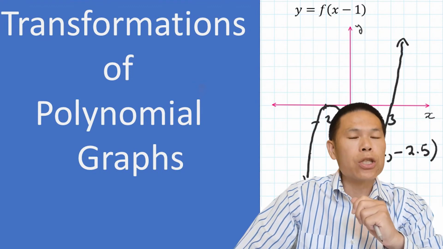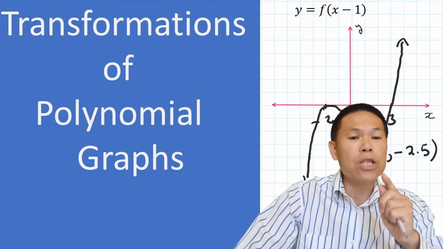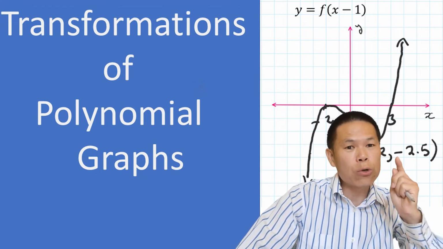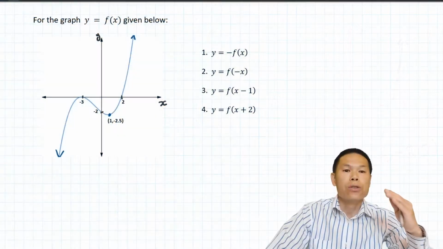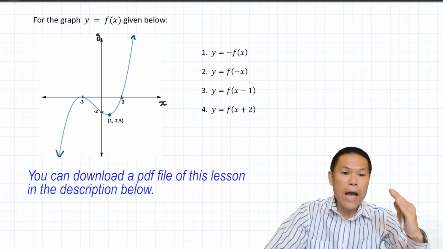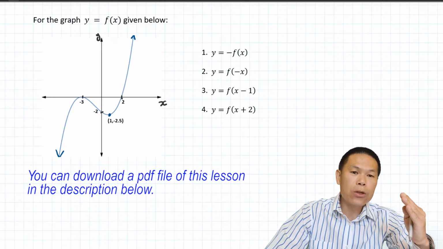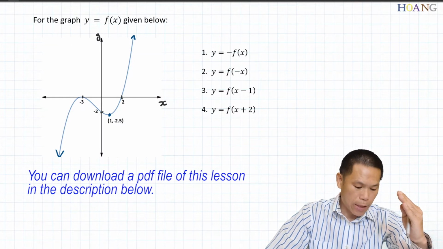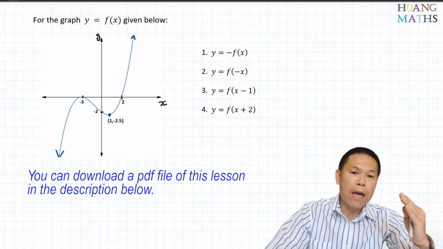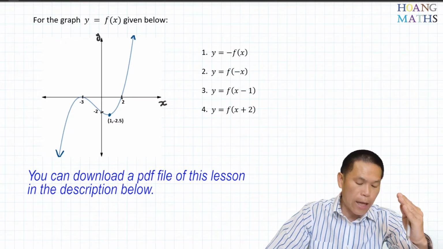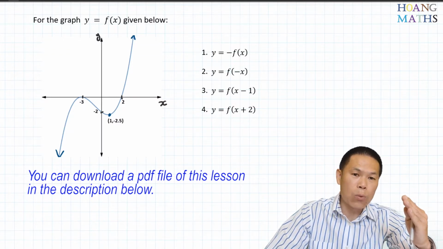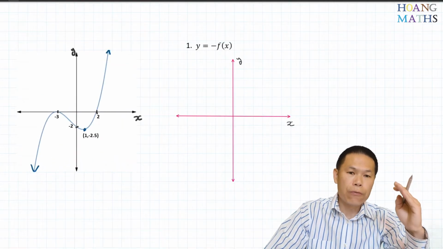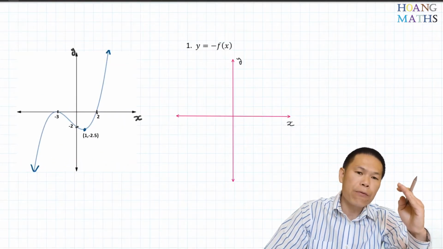This lesson, I'm going to teach you how to graph transformation of polynomials. So let's go straight into it. For this graph given, we're asked to graph y equals negative f of x. And question number 2 is f of negative x, and f of x minus 1, and f of x plus 2. So first one, to graph negative f of x.